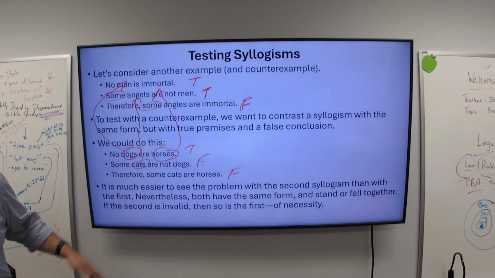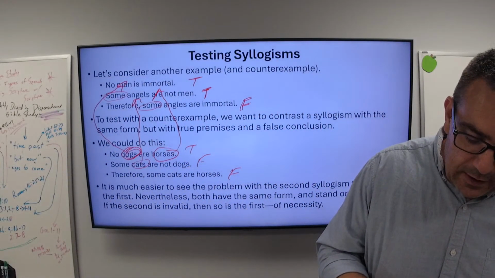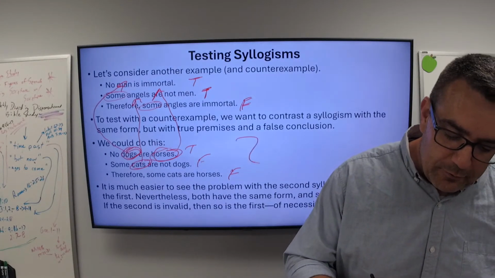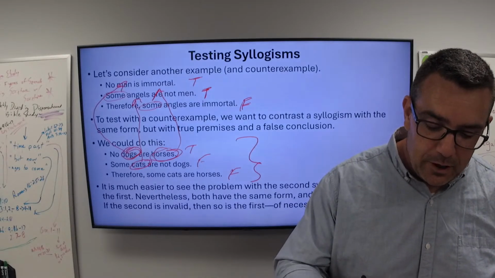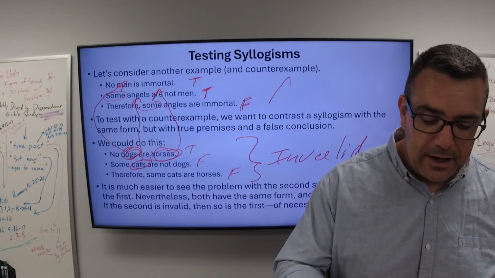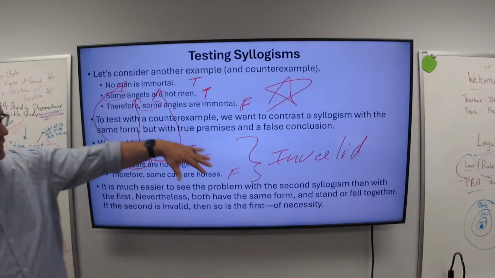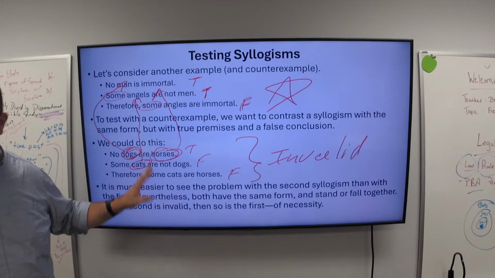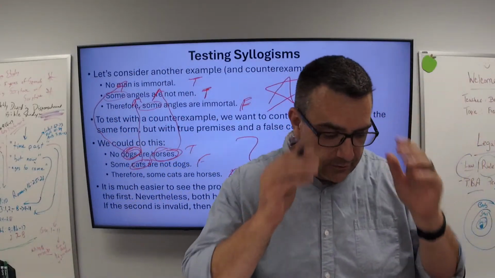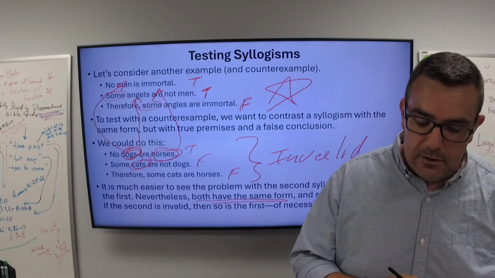How many agree with that? When you make these changes in terms from man to dogs and immortal to horses and angels to cats, it's much more readily apparent here that this is what? Invalid, than it was looking at the first initial example. So by swapping out the terms, can we test the validity of the statement? Or the validity of the syllogism, I mean to say, right? So it's much easier to see the problem with the second syllogism than with the first. Nevertheless, they both have the same what? Form.